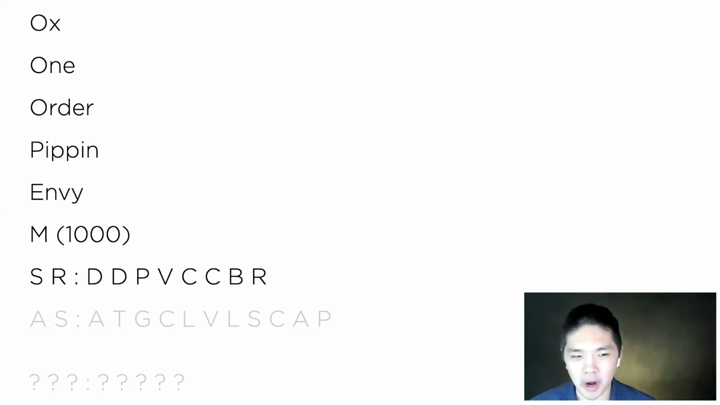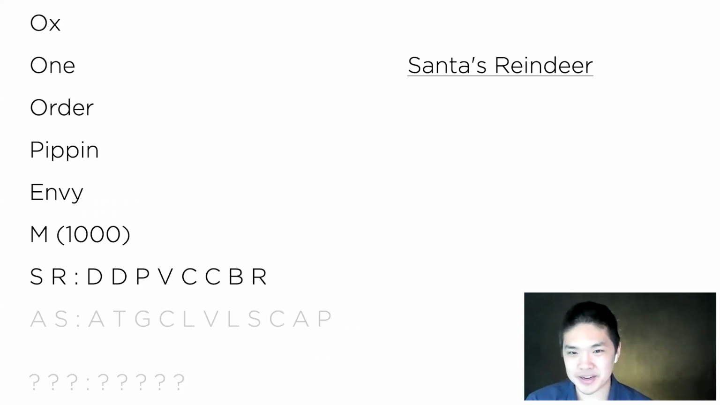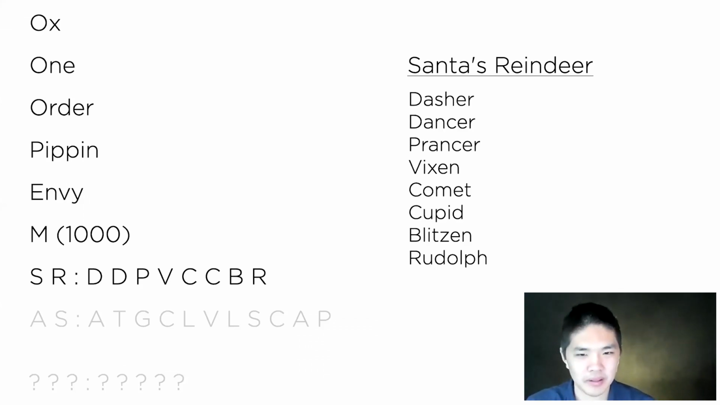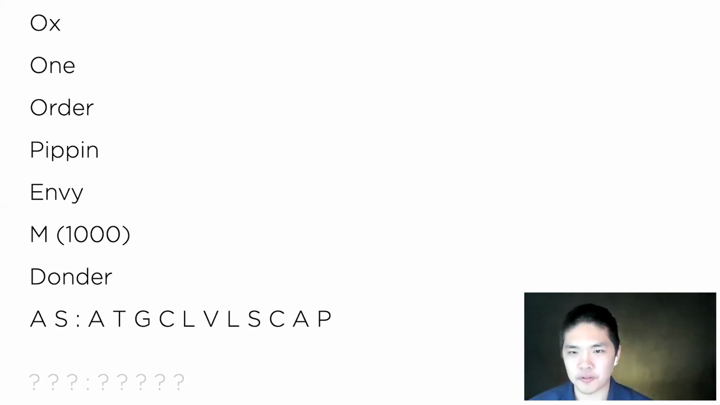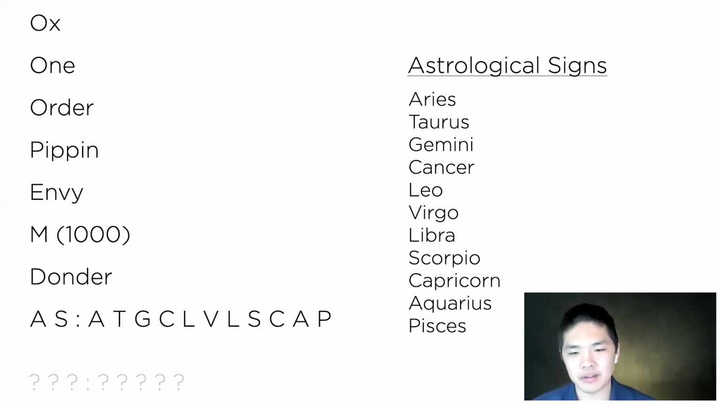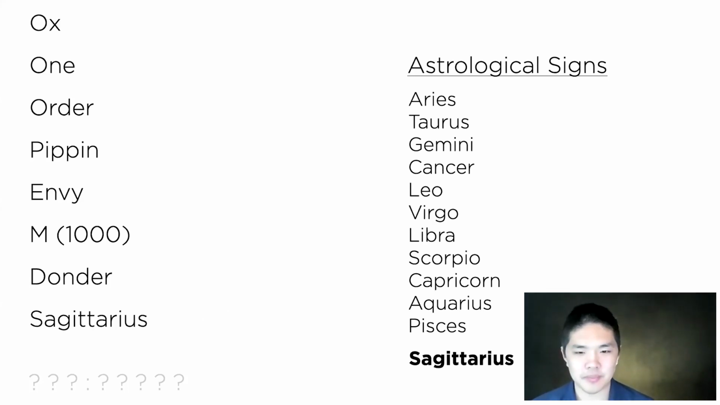Next up was SR, which I take it many people found to be one of the more challenging sets to come up with. Turns out these represent Santa's reindeer. So we have Dasher and Dancer and Prancer and Vixen and a number of others, but the missing one is Donder. So that's the missing one from that set as well. And then finally, AS stood for astrological signs. We gave you all of the astrological signs except for Sagittarius, and so that was the missing element from that set.